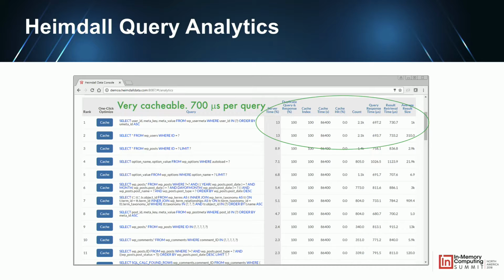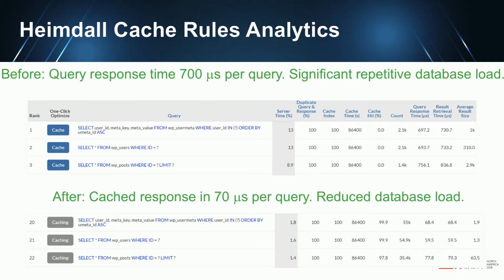So here's an example of our GUI. These are the recommendations, and you would just click on the cache button, and it'll automatically create a regex rule and begin caching. It's as simple as that. What you'll notice here in the query response time, it's currently taking 700 microseconds per query on the top two. Once I started caching it, it turns gray. And the result here is 700 to 70 microseconds. So we're talking a 10 times improvement in response times and a reduction in database load. This is just an example.